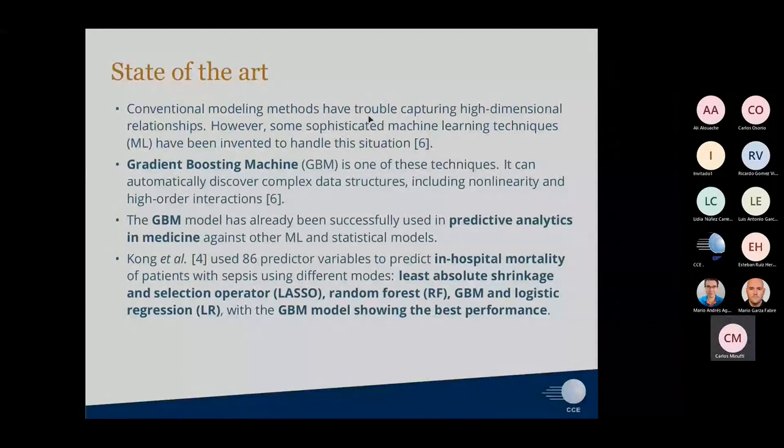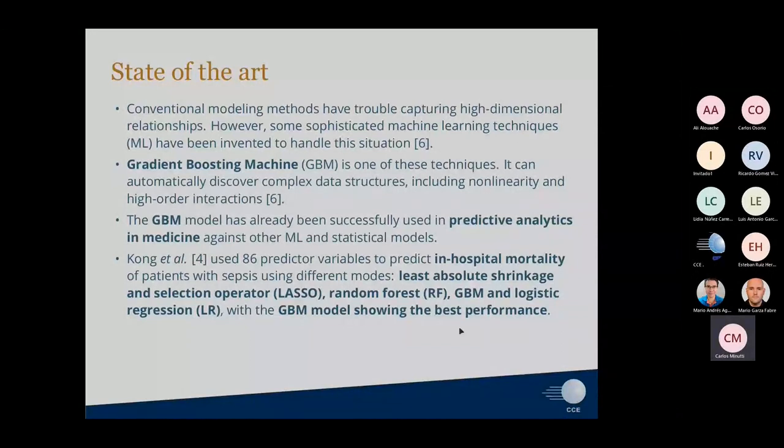By automatically discovering complex data structures, including nonlinear or high order interactions. And gradient boosting models have also been successful in predictive analysis in medicine against other machine learning studies. Try to predict in-hospital mortality of patients with sepsis using different models. These models were least absolute shrinkage and selection operator, also known as lasso regression, random forest, gradient boosting, and logistic regression. Between these models, the gradient boosting model was the one showing the best performance.